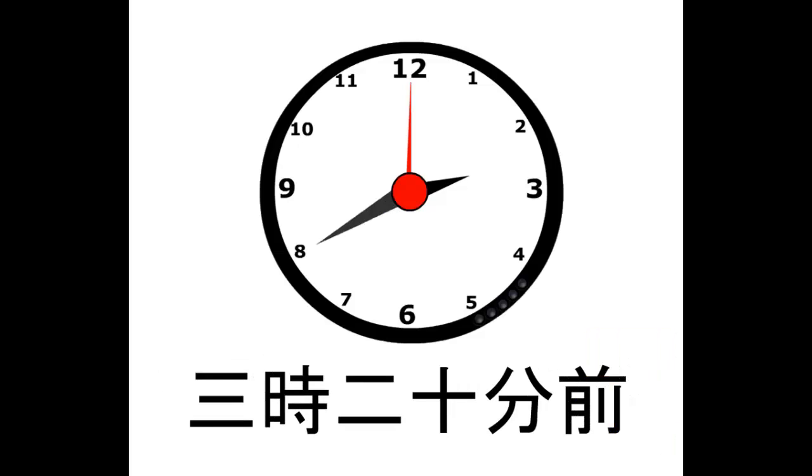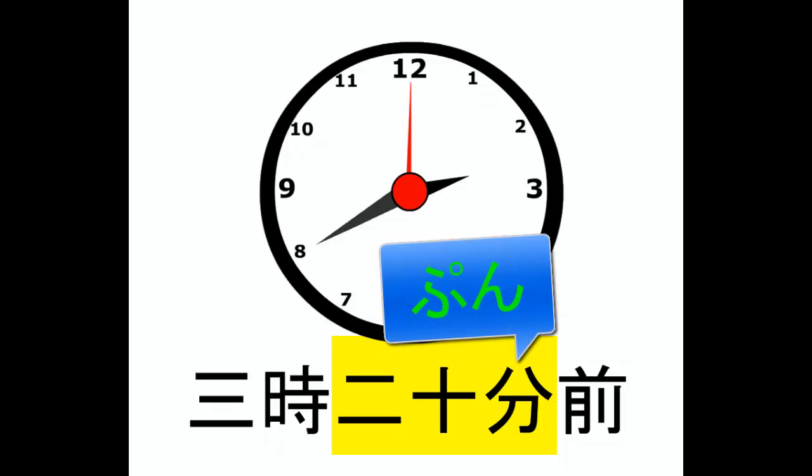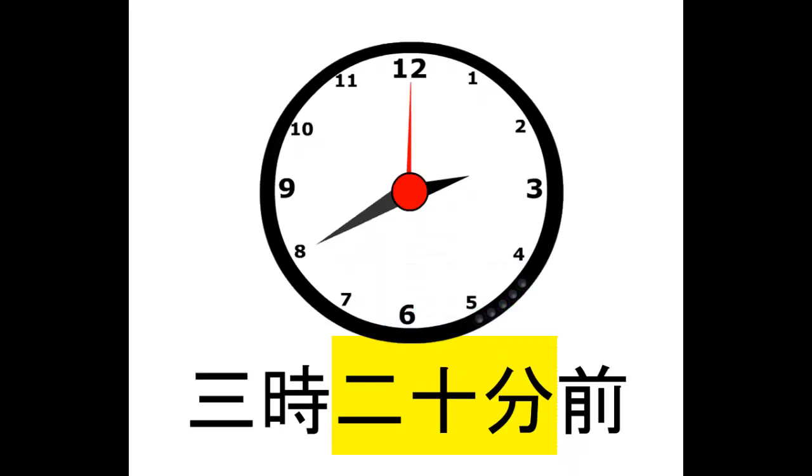What about 20 to 3? Well, it's going to be the same system. 3 o'clock, sanji 20分. Remember, when we're using multiples of 10, we need to change the pronunciation to pun of minute, 20分, and then mae in front of or before. Sanji 20分前, 20 to 3.